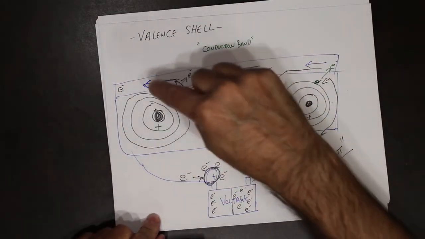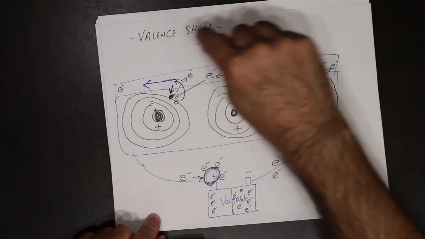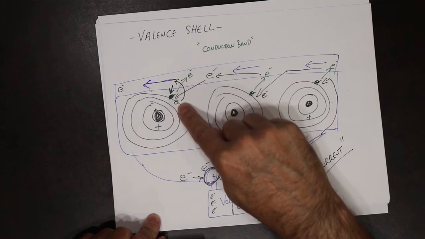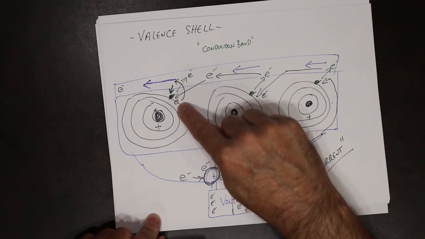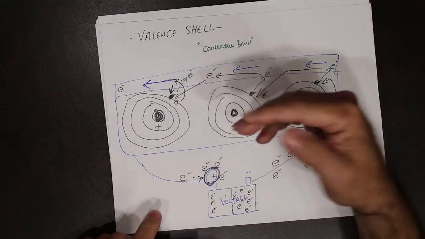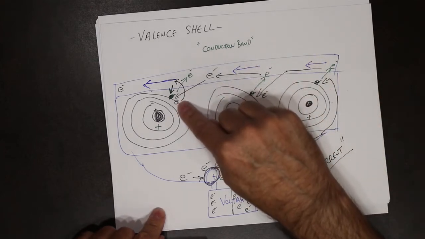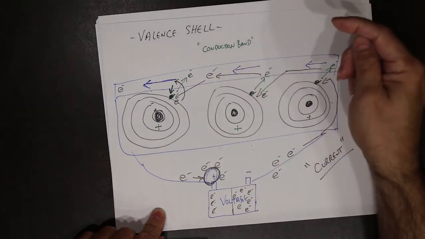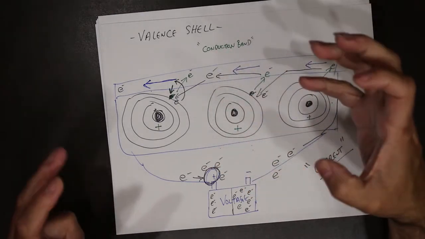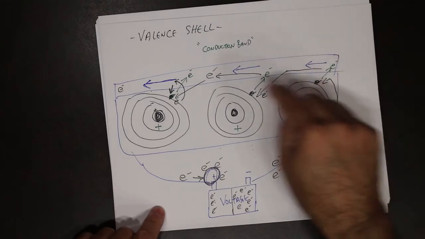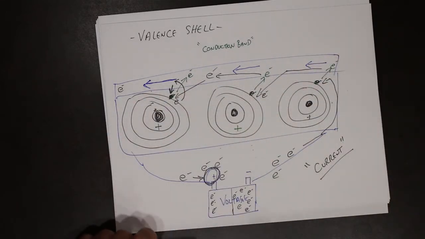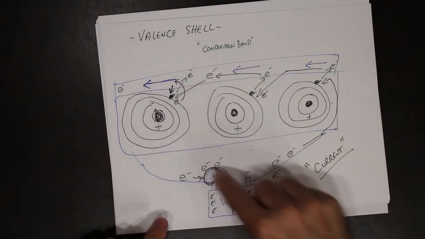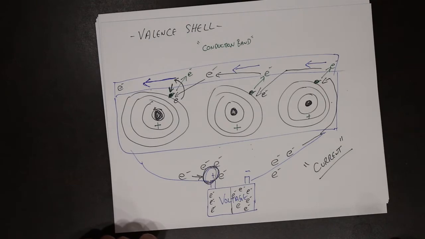So the outermost band of any atom is called the valence shell. That's where the electrons sit that move in the electricity. So when they absorb the energy, they leave and enter this conduction band, a higher level of energy, and are able to flow and move from one atom to another atom to another atom, and eventually end up at the big positive thing at the end.